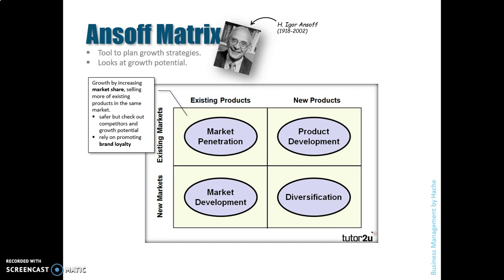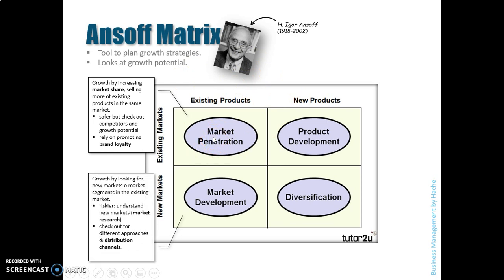Okay, market penetration is when I just keep selling the same things in the same market. Okay, I just want to increase my sales there. It is actually the safest possibility or strategy. It's safer, but check out competitors and growth potential, because competitors might find other ways or grow in different ways. So you've got to take a look at what's going on outside. And obviously, this type of strategy relies mostly on promoting brand loyalty, on getting more customers buying your product in that same market, that same product.